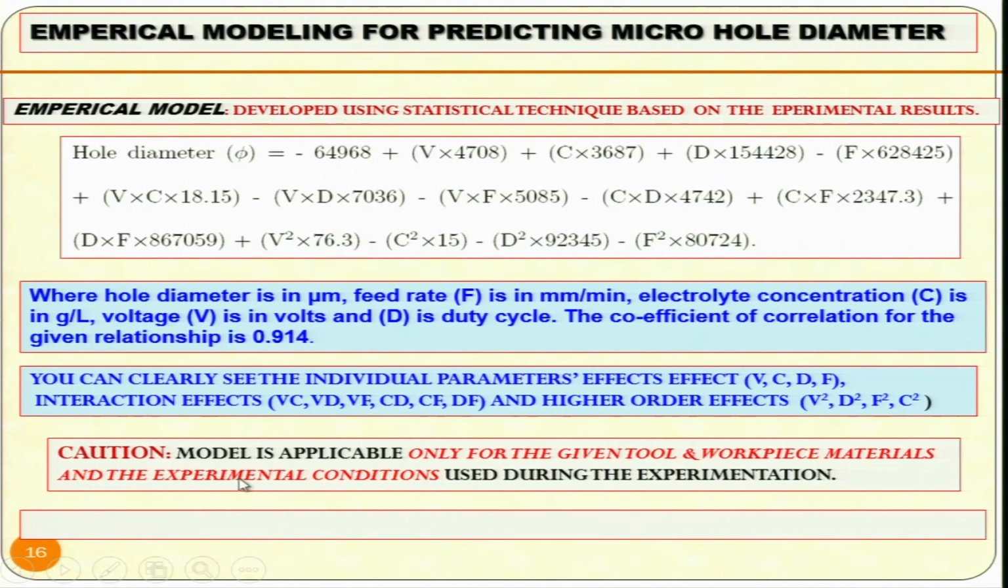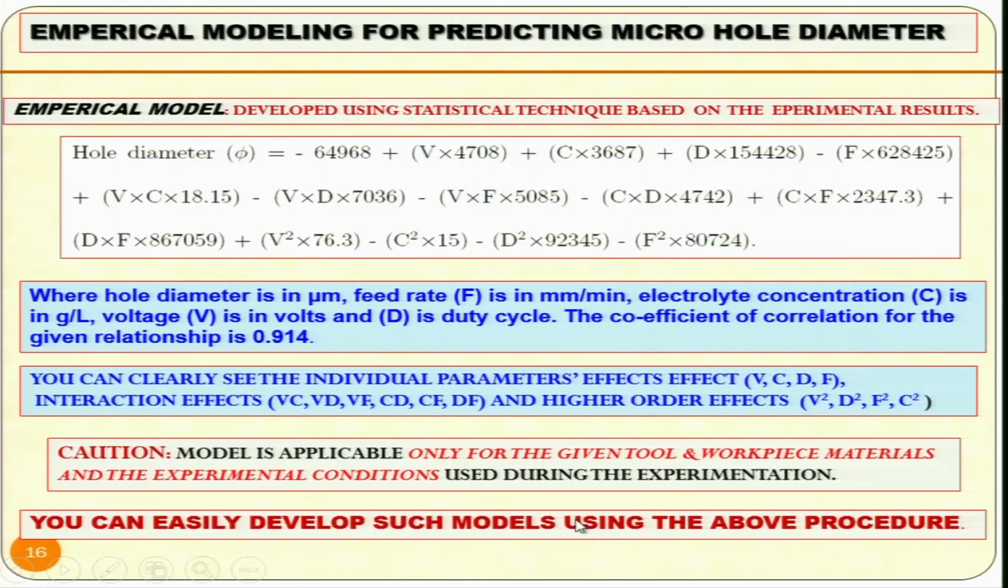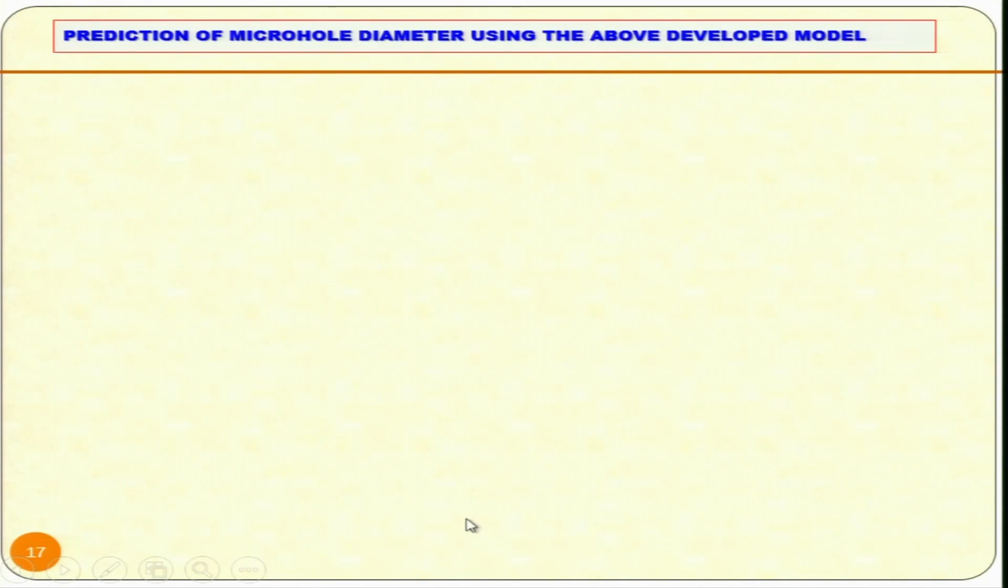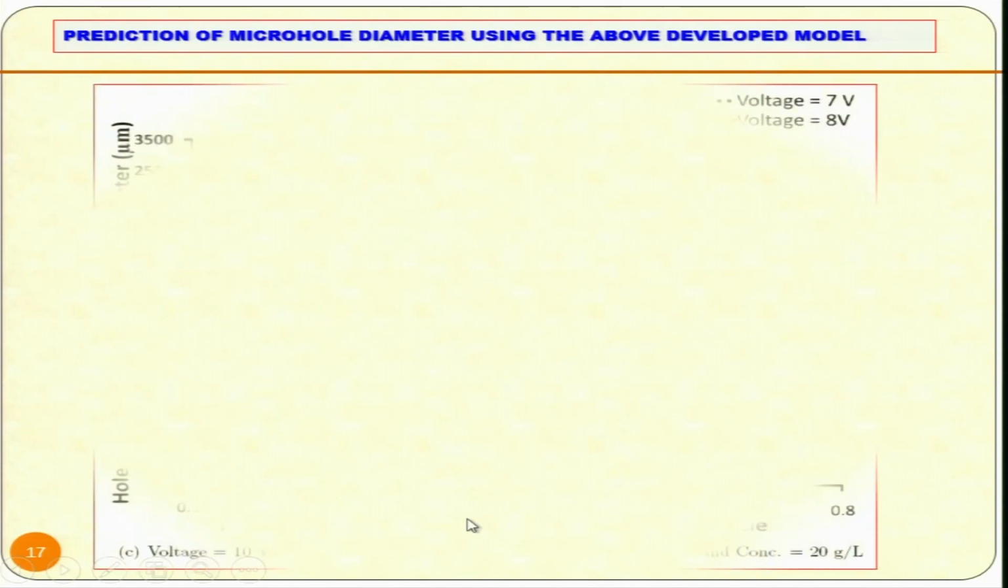Caution: this model is applicable only for the given tool and workpiece materials and the experimental conditions under which the experiments were performed. You can easily develop such models using the above procedure, and software is available which can be used for this particular purpose. Prediction of micro hole diameter using the above developed model.